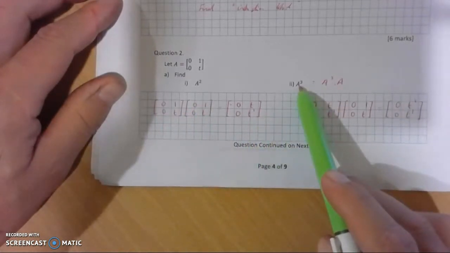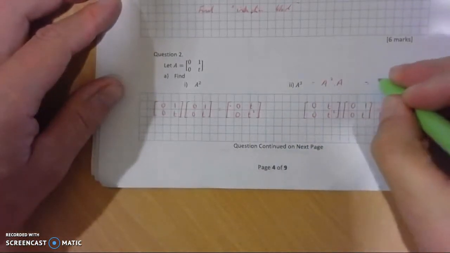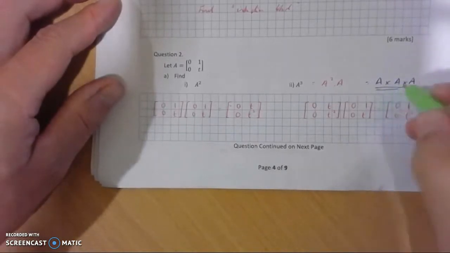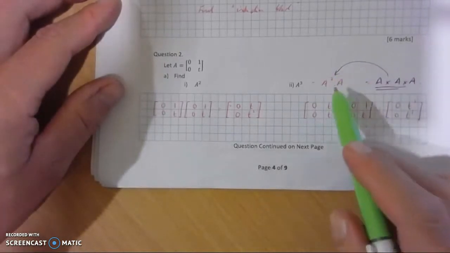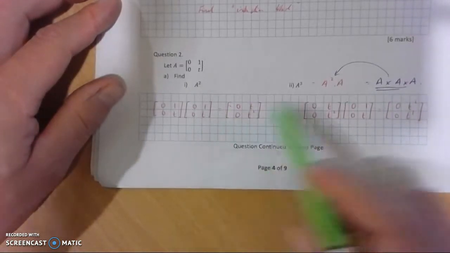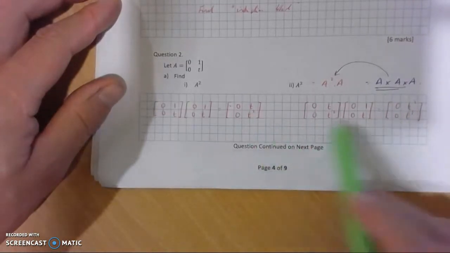Equally A cubed, yeah, we could do A times A times A, but that's going to be much longer. Why not combine those two and just do A squared? We already know A squared, we worked it out over here, and we can work out A cubed. And we're trying to find a pattern.